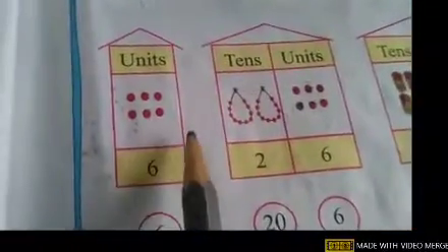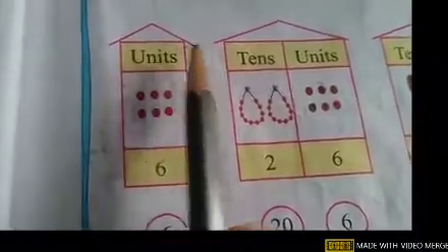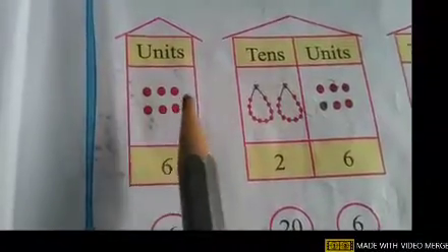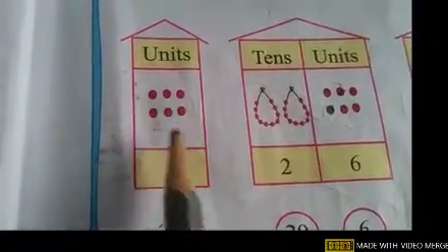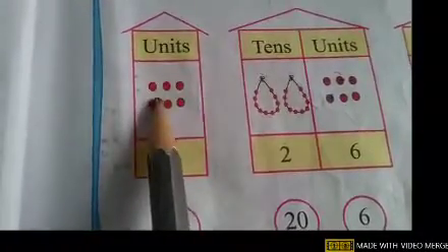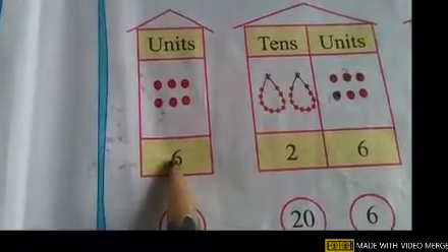Children, read the question. Can you tell the value of each digit in the numbers shown below? Now see here, which column they have formed here? Here they have formed the column of units, no tens, okay, units. And how many balls they have drawn here? Let us count. 1, 2, 3, 4, 5 and 6. So total 6 balls we are having here.